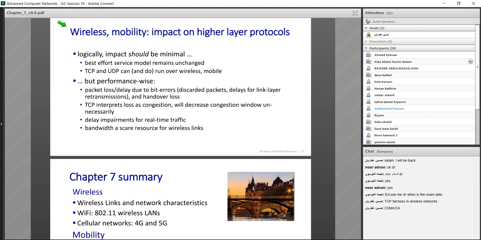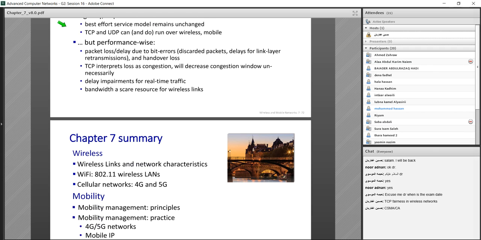So if you look at this condition over a wireless network, you can see that in some cases the sources cannot send enough information, and we can see some unfair conditions over wireless networks, especially in Wi-Fi networks. You can search for TCP fairness in wireless networks or in Wi-Fi networks.